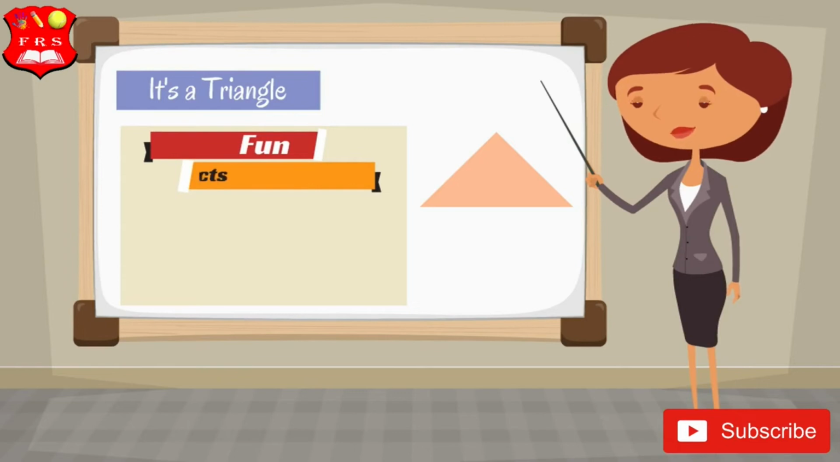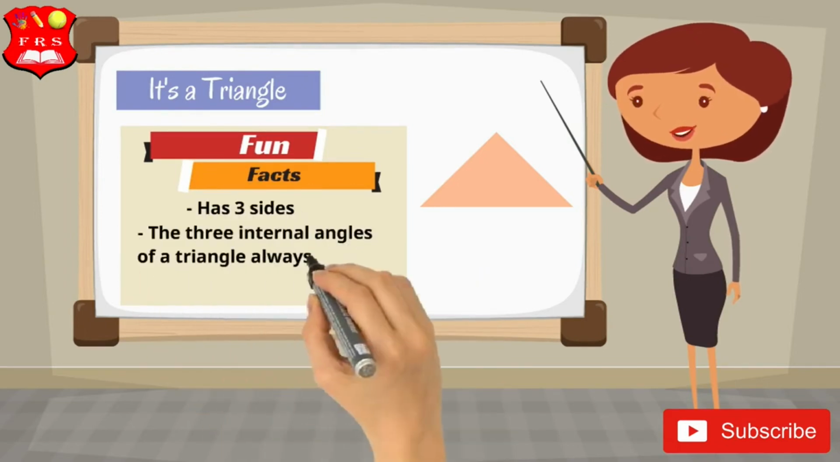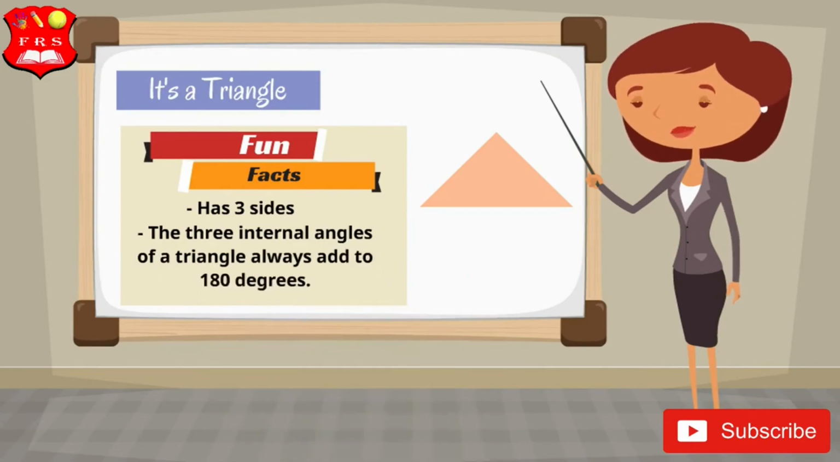Let's learn some fun facts about the shape triangle. The triangle has 3 sides. The angles inside the triangle always add up to 180 degrees.